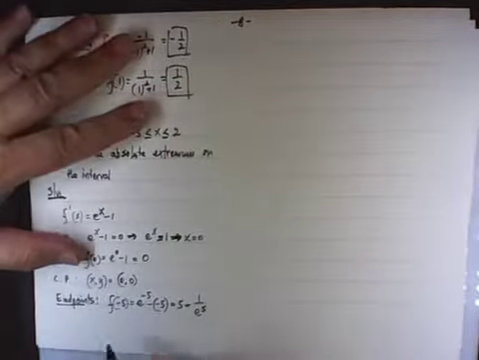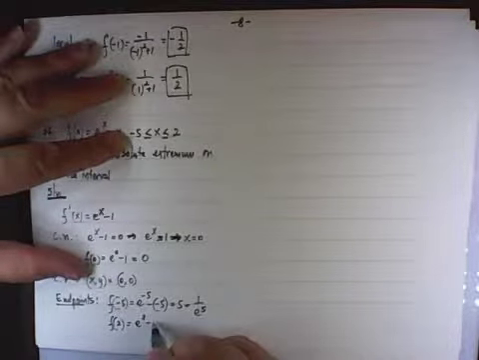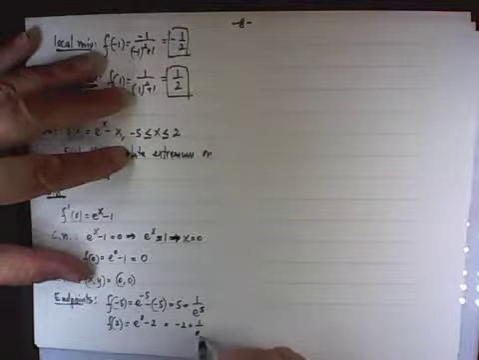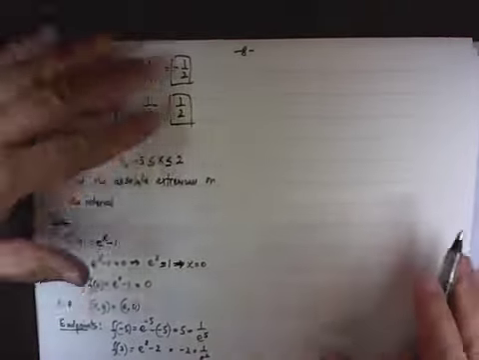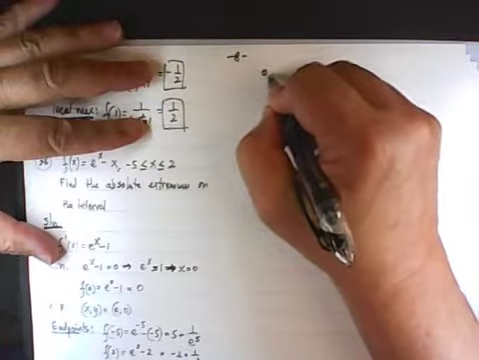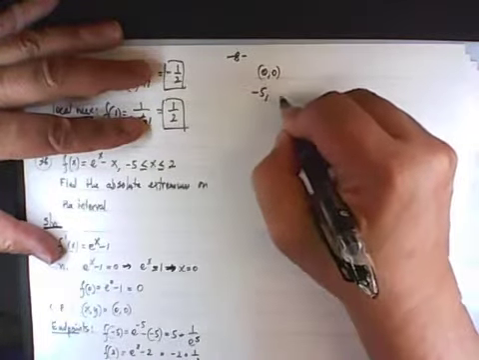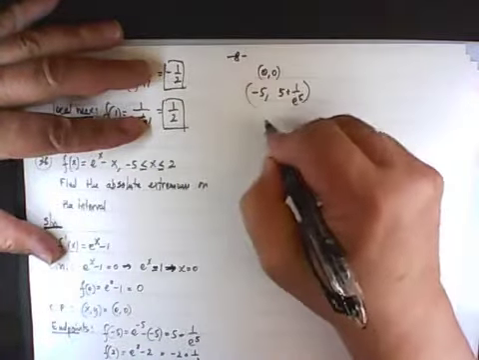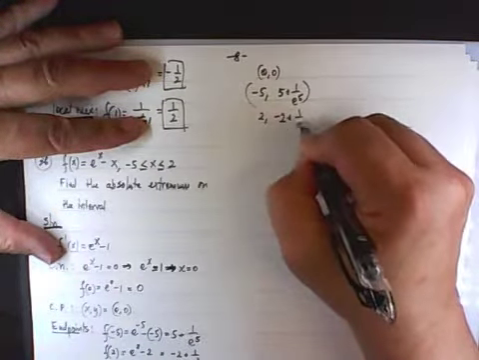Okay? And then we look at f of 2. F of 2 will be e to the 2 minus 2. So now between these points, we have the 4 points: we are looking at (0, 0), or we are looking at negative 5 and 5 plus 1 over e to the 5th, and we are looking at 2 and e squared minus 2.